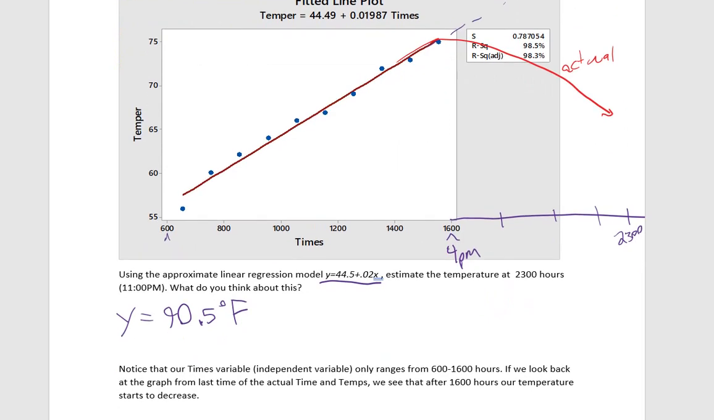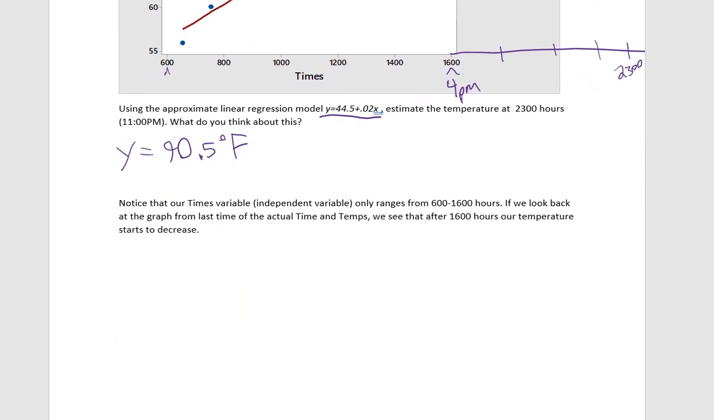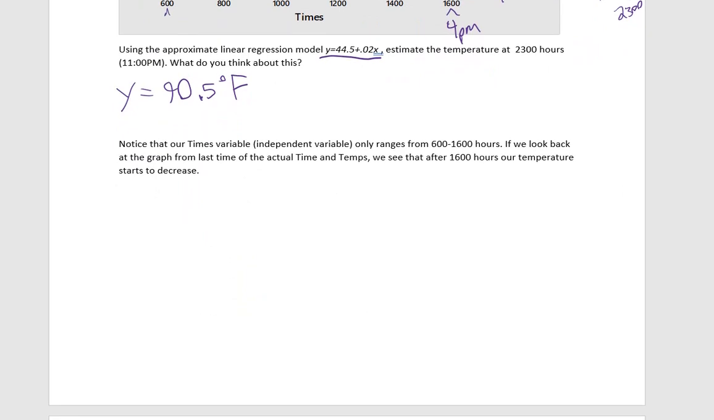So if you extrapolate outside of your data's range, you're not recognizing what could be a changing trend. So the key here is don't extrapolate, because there could be a changing trend.